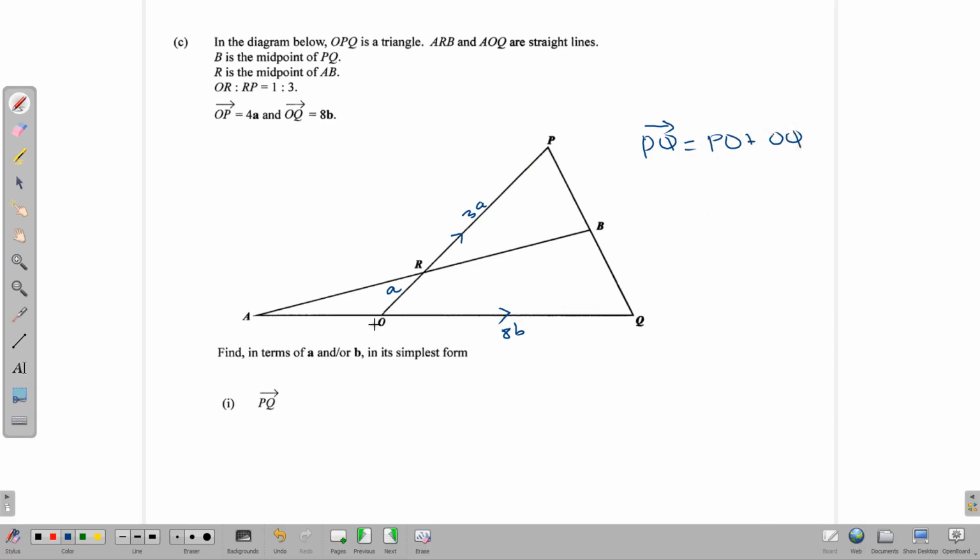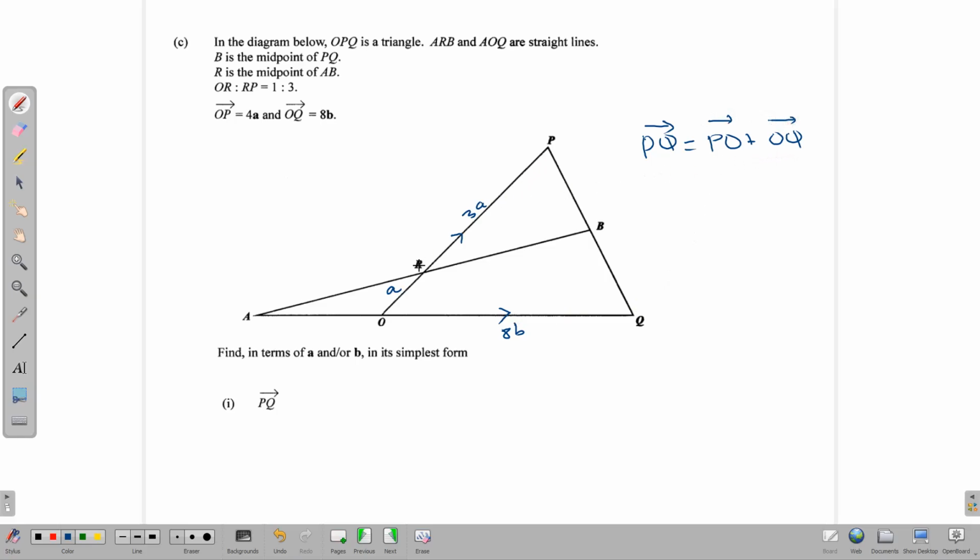Now we could go PR, RA, then OQ. That would be viable, except that we don't have any measurements for these. So because of that, we simply go P to O and then O to Q because we have something to use here. But if there was something out there, you could have used that route as well. A bit longer, but in vectors, the length you go doesn't matter. It's not like in measurement where the length matters. In this topic, how far you travel doesn't matter as long as you get to the place you're going. So we have PO, OQ.